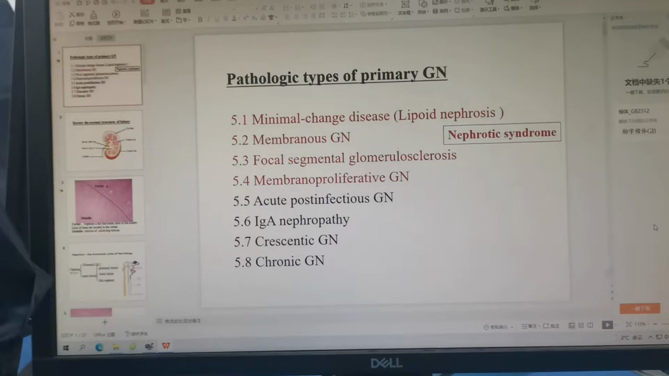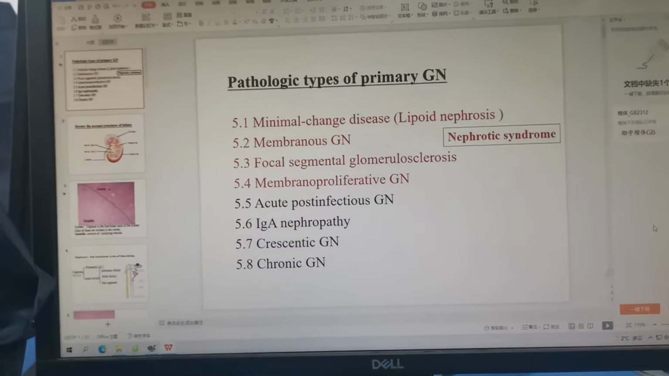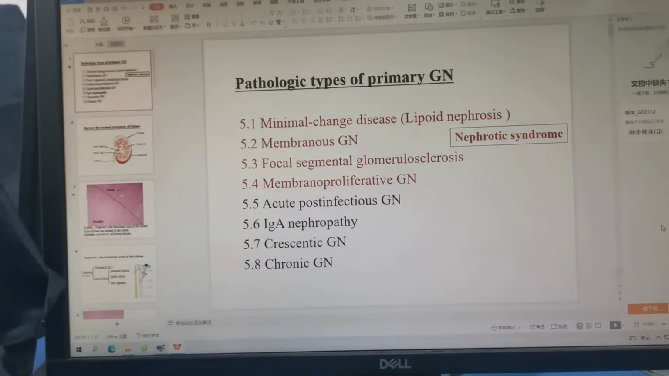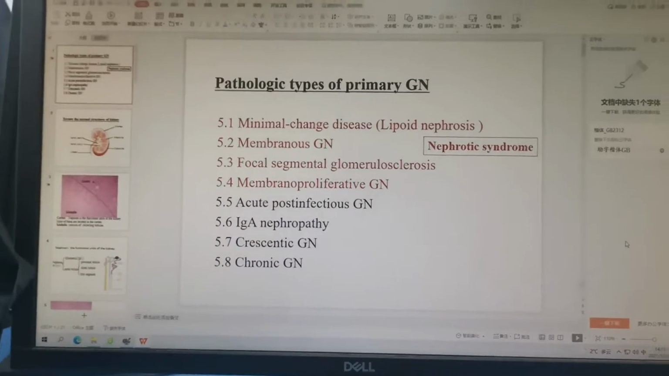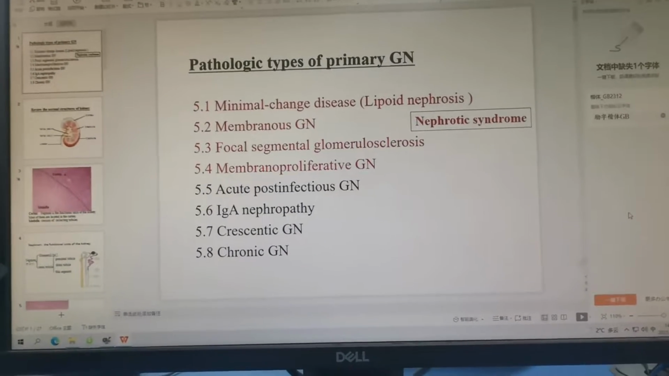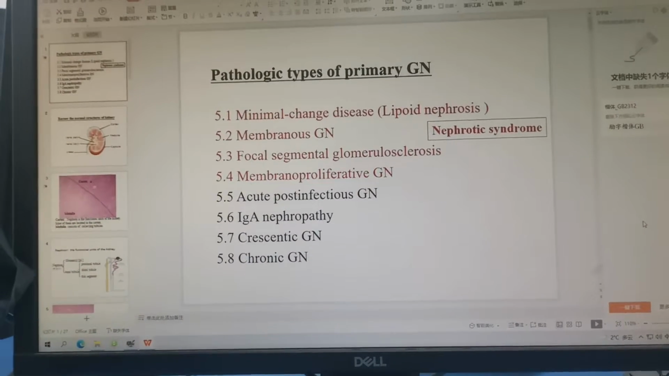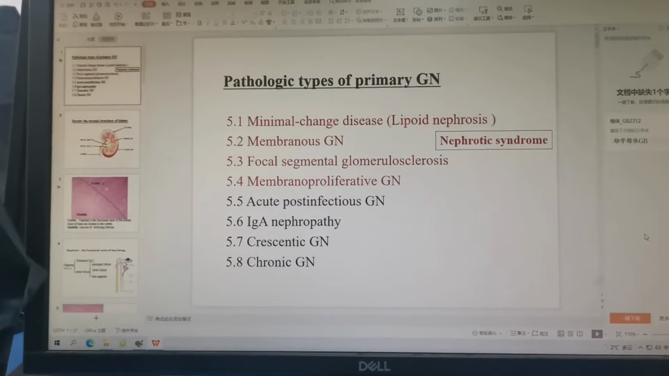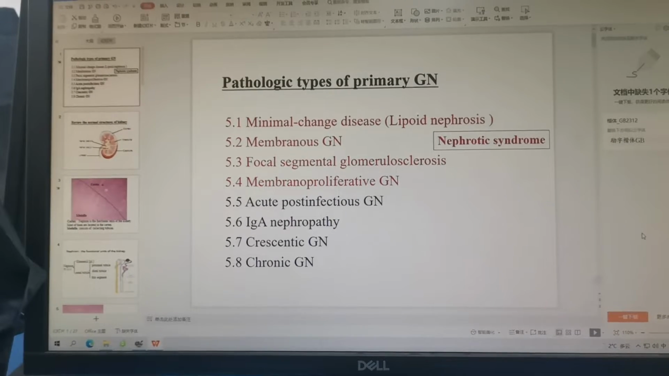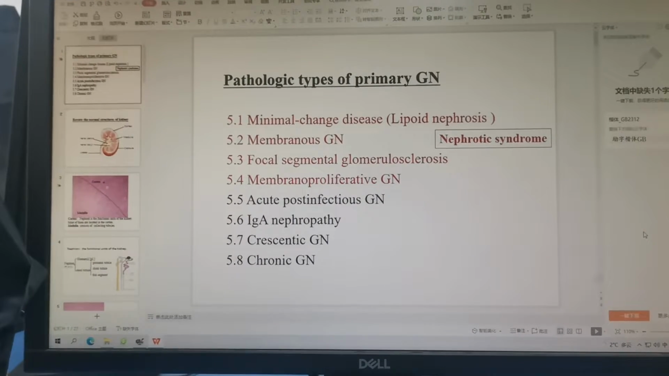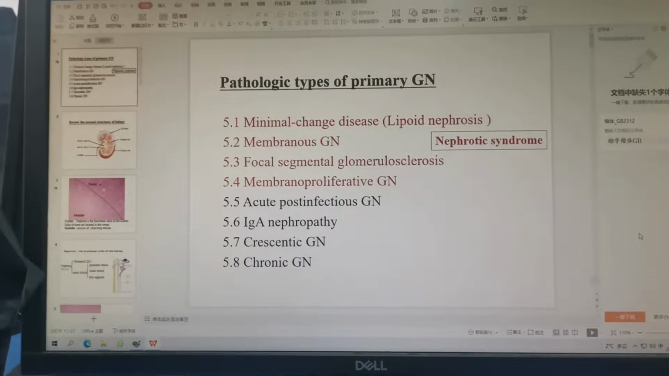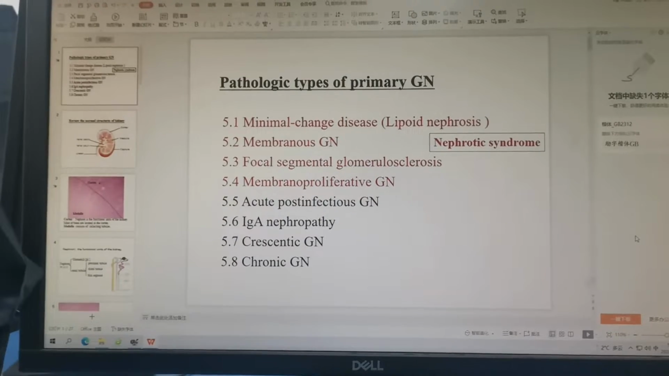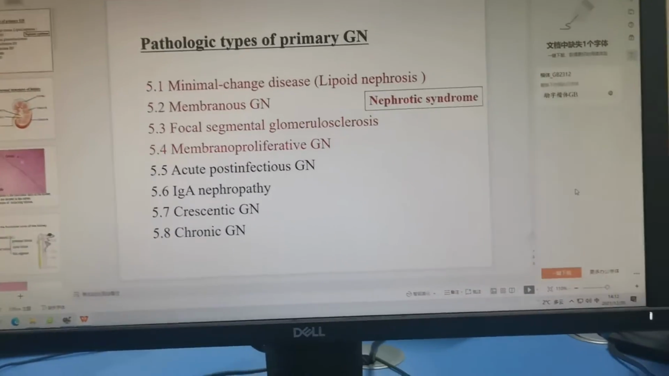Number 1, minimal change disease, lipoid nephrosis, membranous glomerulonephritis, focal segmental glomerulosclerosis, membranoproliferative GN, acute post-infectious GN, IgA nephropathy, crescentic GN, chronic GN.